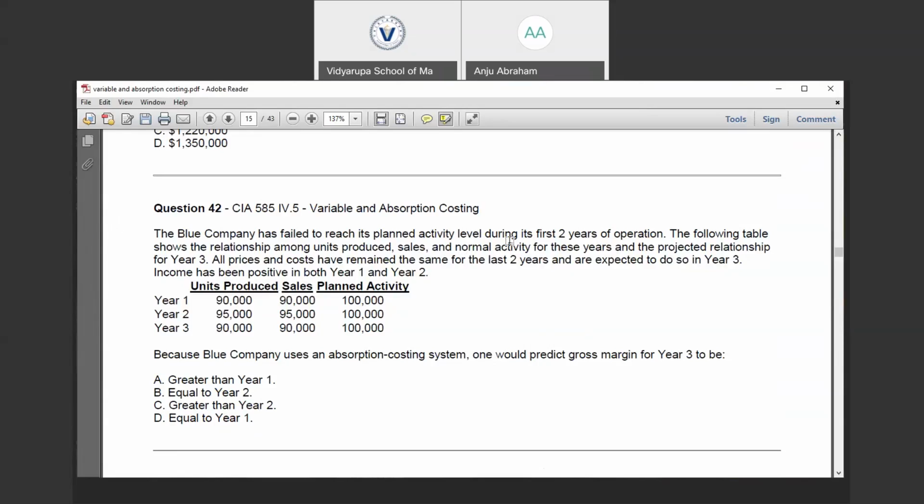The relationship among units sold. So can you give me an answer? It is greater than year 1, equal to year 2, greater than year 2, equal to year 1, production equal to sales. Production equal to sales, yes. Yes, production is equal to sales.